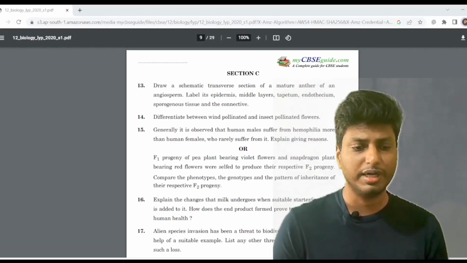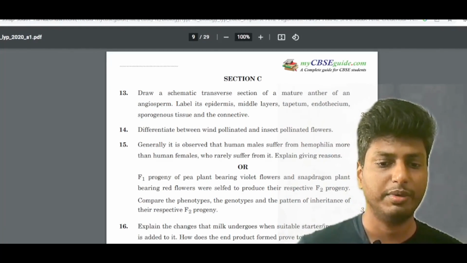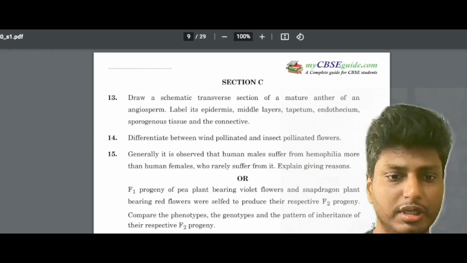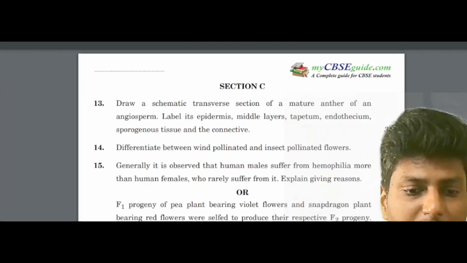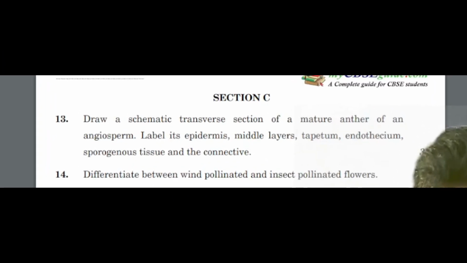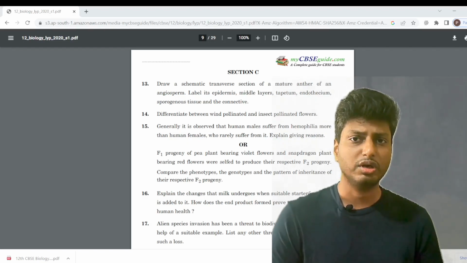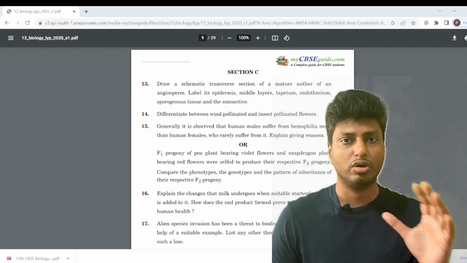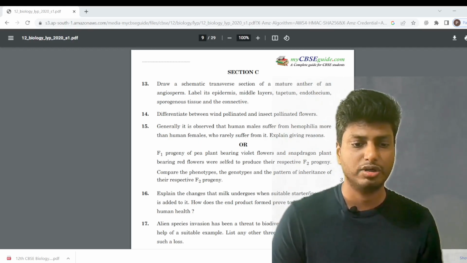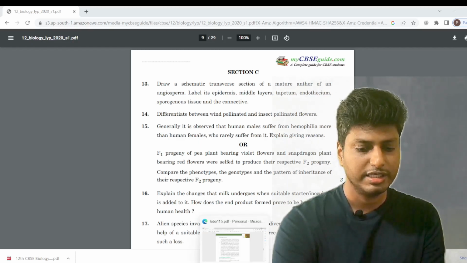Now question number 1 is: draw a schematic transverse section of a mature anther of an angiosperm and label its epidermis, middle layers, tapetum, endothecium, sporogenous tissue and the connective. So first of all, dear students, the question is asking us to draw the schematic section of a mature anther of an angiosperm. Let me take you to the NCERT itself so that you can see the diagram.